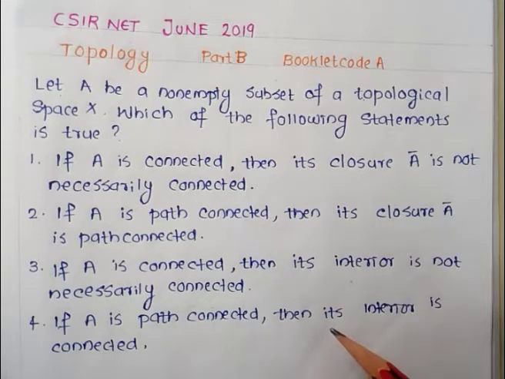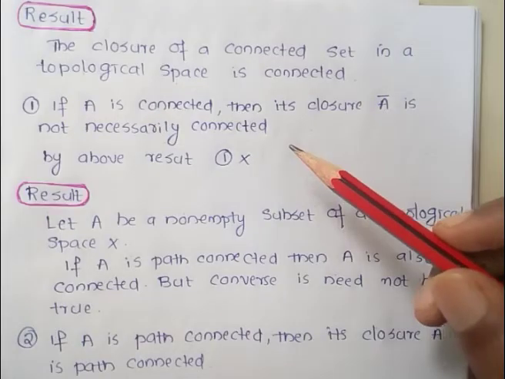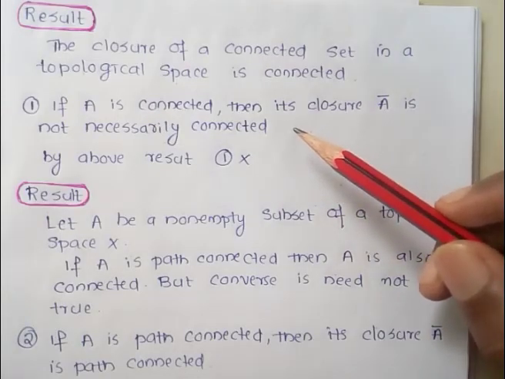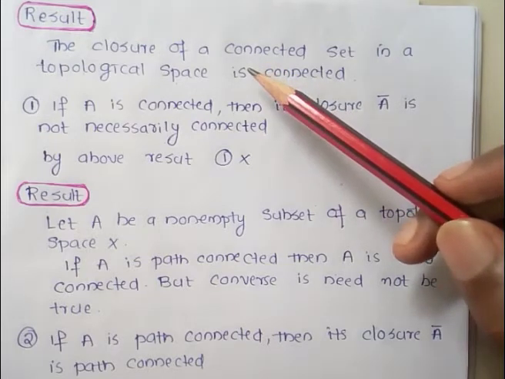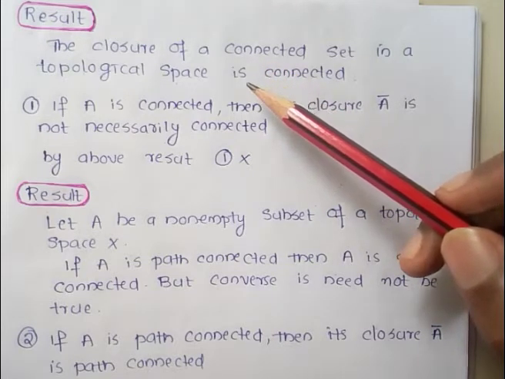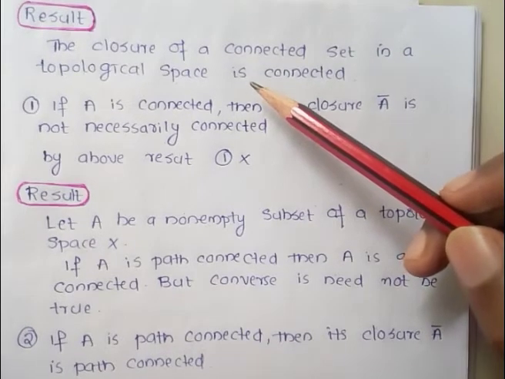So we want to verify which of the following statements is true. Now we are going through the options. Before going to option number 1, we want a result. The result: the closure of a connected set in a topological space is connected.